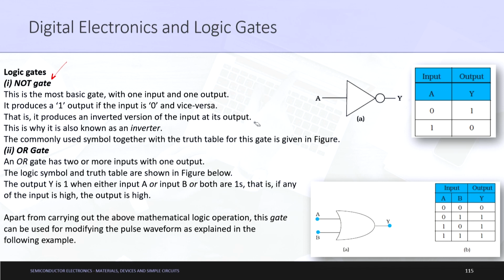Fine. So, that is one thing. The commonly used symbol together with the truth table for this gate is given in the figure. So, this is basically a truth table for the NOT gate. Fine. So, the NOT gate is understood.